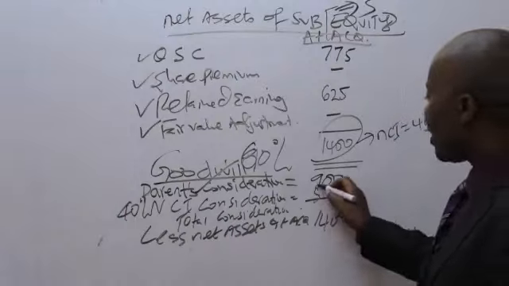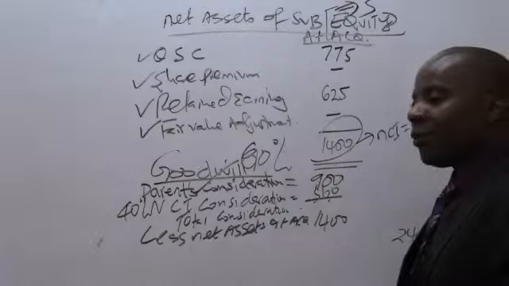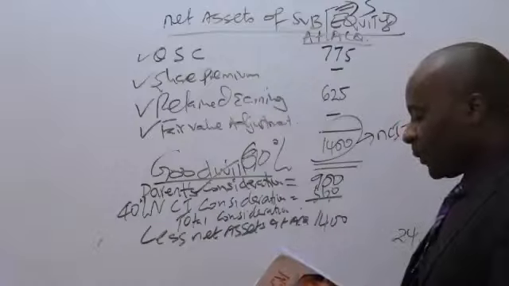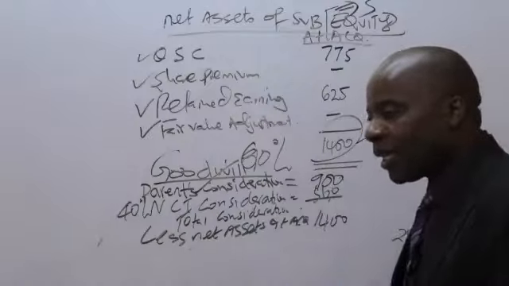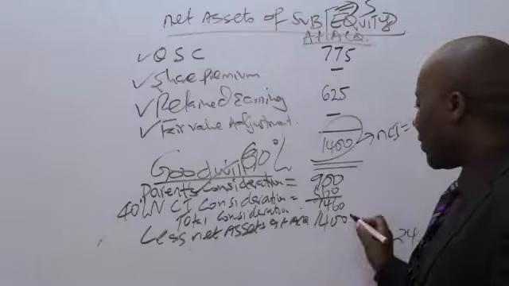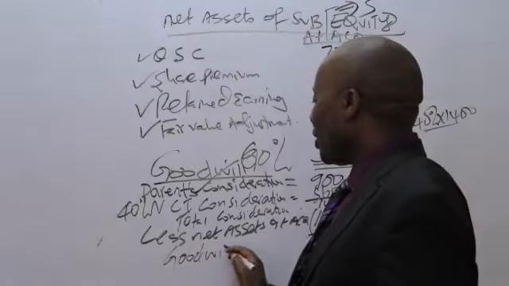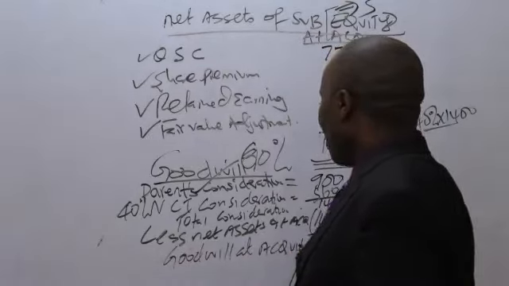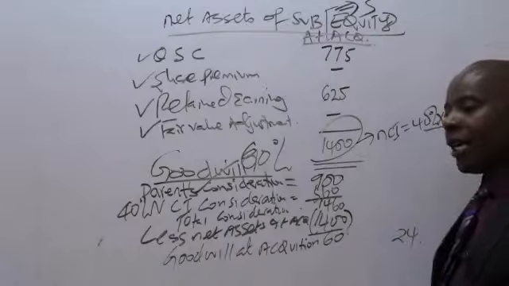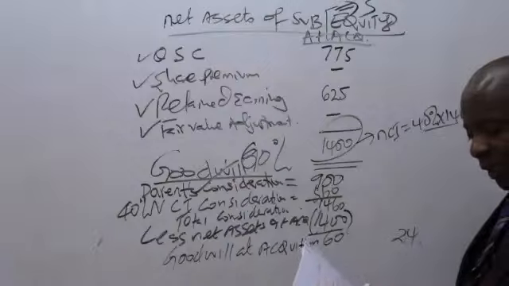Everyone tells me it is 560. So if you add 900 plus 560, how much does it come to? 1460. Somebody is telling me 1460. Then you subtract the net assets like that, for you to give us goodwill at acquisition. So goodwill at acquisition will be 60.